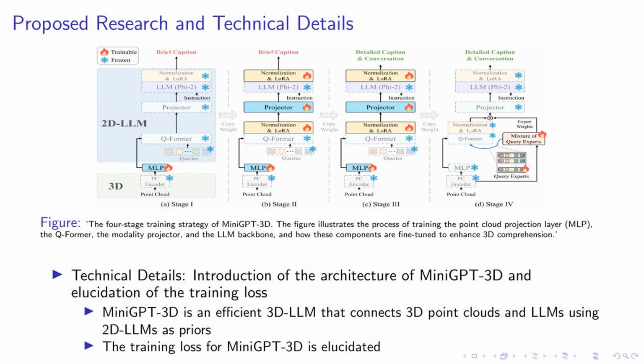As you can see in the figure, our 4-stage training strategy is illustrated. It shows how we train the point cloud projection layer, the Q-former, the modality projector, and the LLM backbone. Each of these components is fine-tuned to enhance 3D comprehension, making MiniGPT-3D a robust and versatile model. In essence, our research proposes a novel approach to 3D language learning, pushing the boundaries of what's possible in this exciting field.